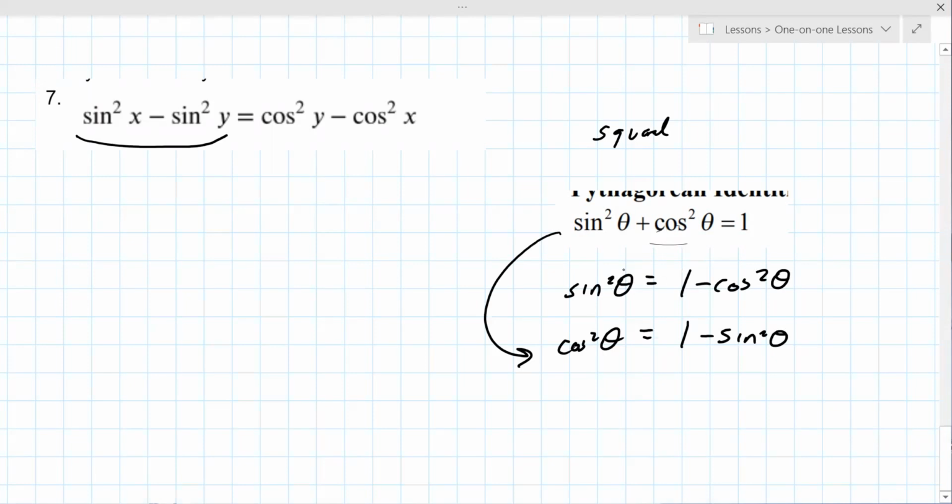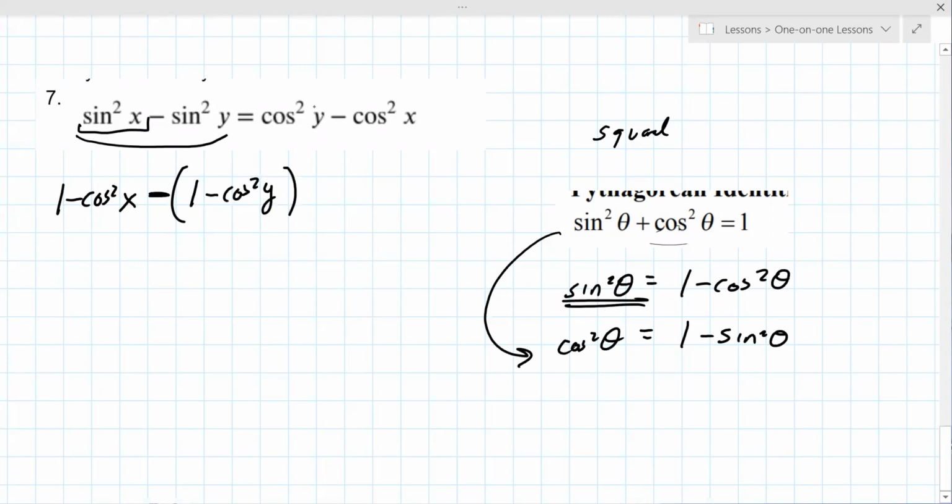You can change the variables. So like in your problem, the sine squared x here corresponds to the sine squared theta. So it's 1 minus cosine squared x. Oh, so you replace. Yeah, well, this is 1 minus cosine squared x, minus sine squared y, well, that's 1 minus cosine squared y.